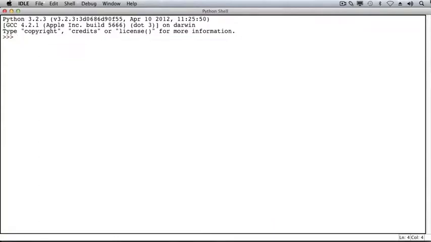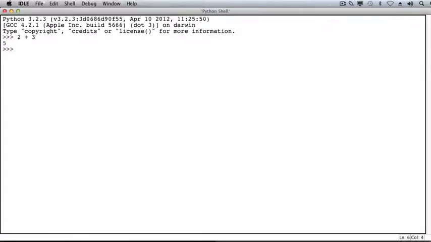This is IDLE, and the window that we're currently looking at is called the shell. This is where we can try out Python instructions and explore Python's features. This symbol, the three arrow symbols, is called the prompt. Next to the prompt, we will type Python instructions, and when we hit enter, Python will evaluate those instructions. For example, let's type the instruction 2 + 3 and ask Python to evaluate it.